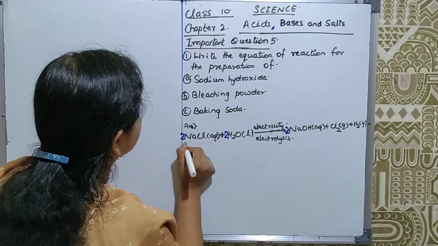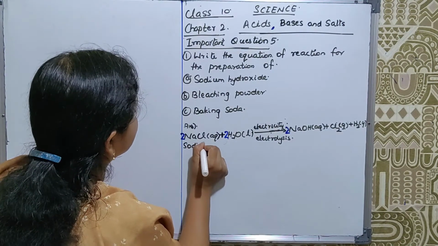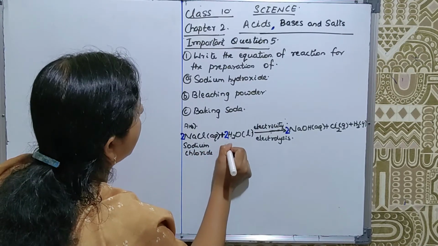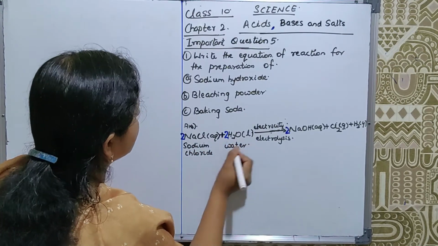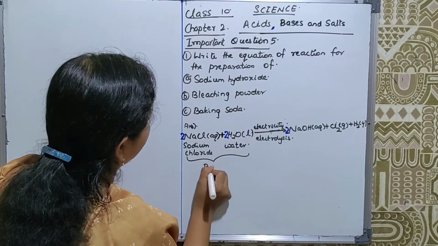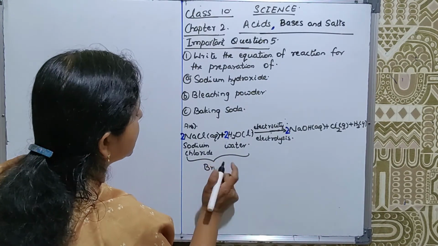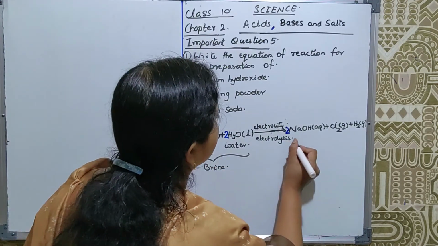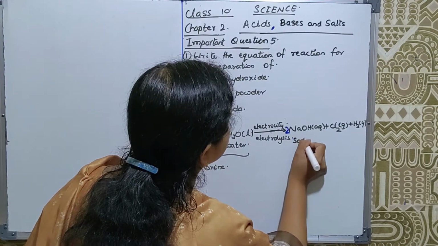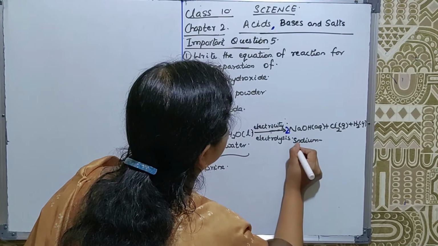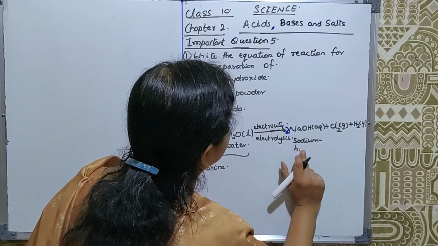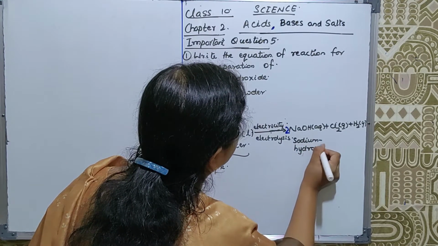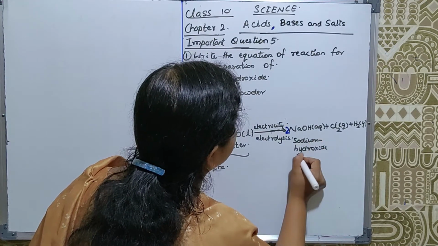Sodium chloride, aqueous sodium chloride, or sodium chloride and water, that combination is called brine. So when electricity is passed through brine, we'll get sodium hydroxide, which is an alkali.